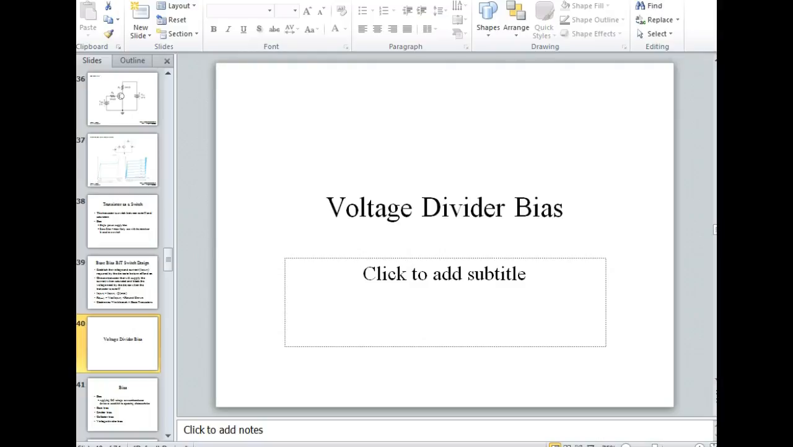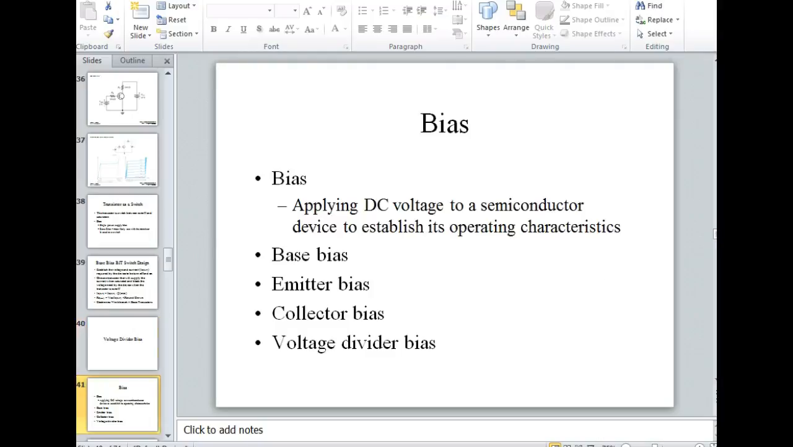Saturated switch usually uses a base bias. What's the other ways? Yeah, so we have base bias, we have emitter bias, I should have said four ways, and then a voltage divider. Voltage divider is by far the most popular used for amplifiers, and of course base bias is the most popular used for saturated switches.